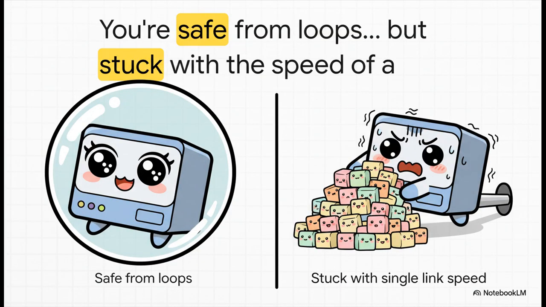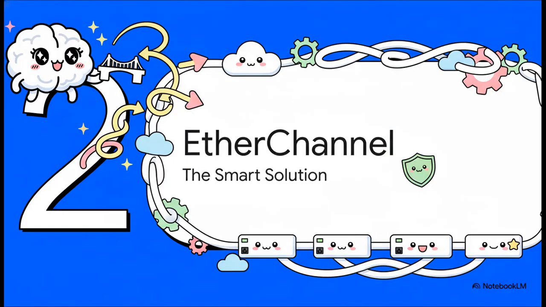And that leaves us in a bit of a pickle, doesn't it? On one hand, we're safe from those network-killing loops, which is obviously great, but on the other hand, we're right back where we started, stuck with the speed of just a single link. We've got all this extra hardware ready to go, but the network's own safety rules won't let us use it. There's got to be a better way. And you know what? There is.